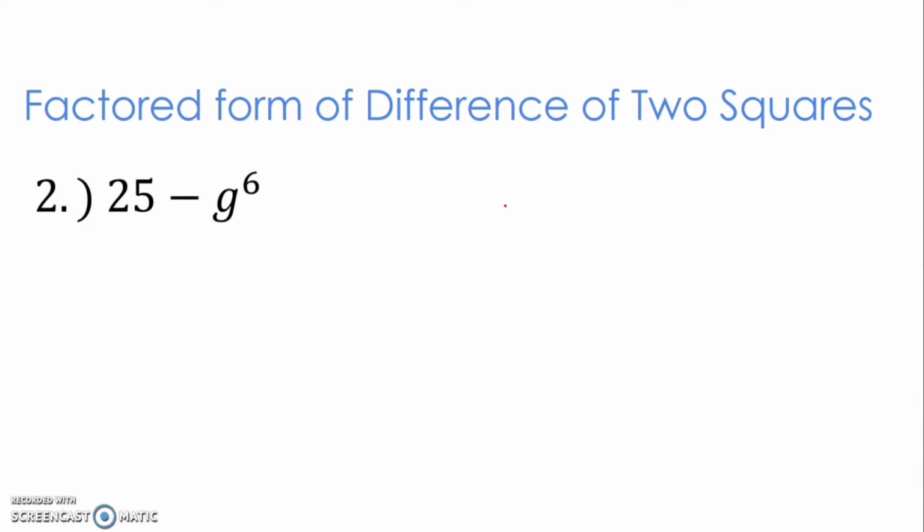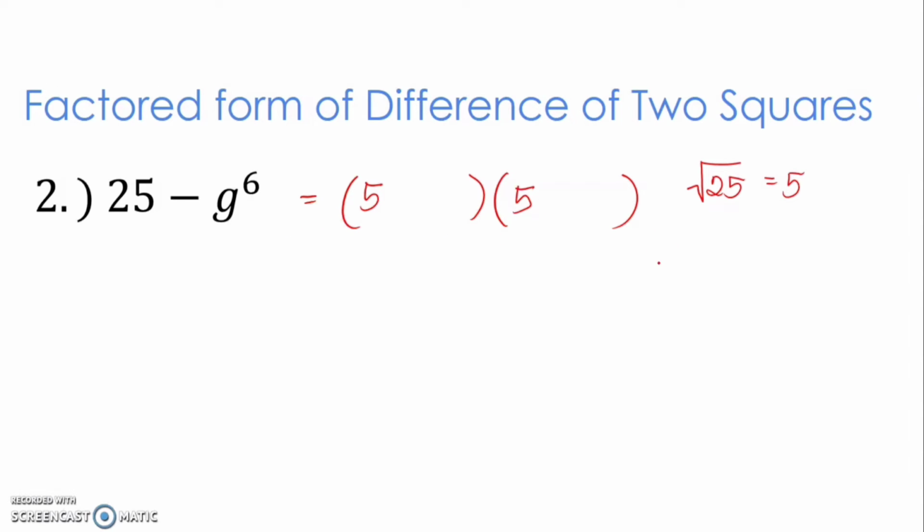What is the factored form of 25 minus g raised to 6? So the first step is to write two quantities. Next is to get the square root of the first term. So the first term is 25. The square root of 25 is 5. Then place the result on the left side of each quantity.